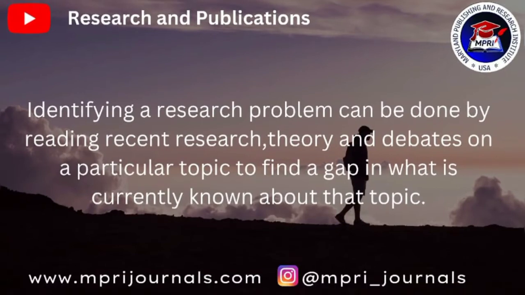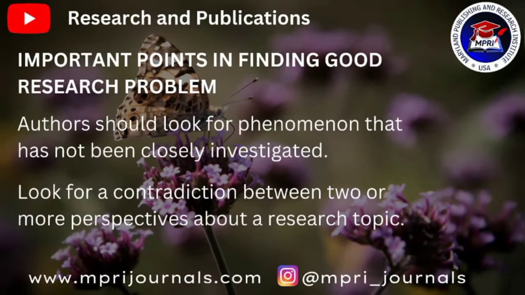However, identifying a research problem can be done by reading recent research, theory, and debates on a particular topic to find a gap in what is currently known about that topic. In order to do this successfully, the researcher might look for these 2 important points. 1. The author would have to look for a phenomenon that has not been closely investigated. Next is that the researchers would have to look out for a contradiction between 2 or more perspectives or opinions about a research topic.